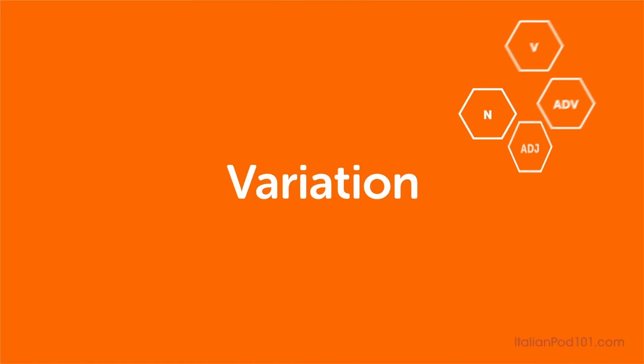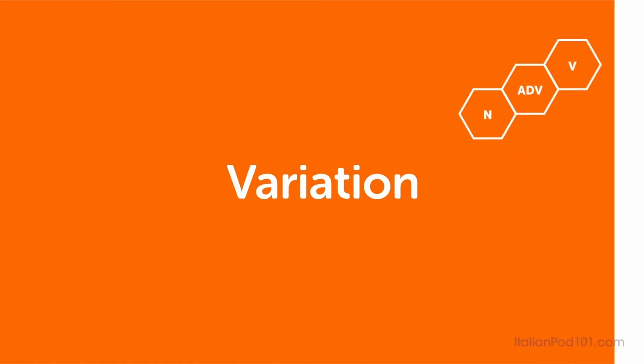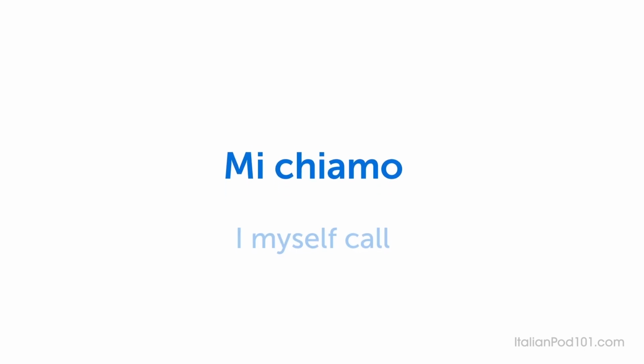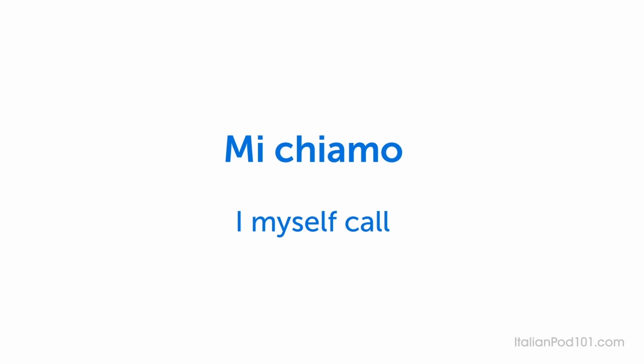Did you notice how the last speaker uses a different pattern? She says, Mi chiamo Rosa Romano. My name is Rosa Romano. This pattern uses the phrase, Mi chiamo, which literally means, I myself call, but translates as, my name is.